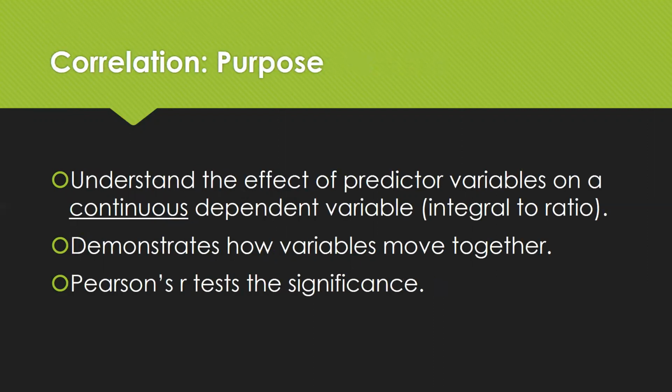Correlational statistical processes help us understand the effect of predictor variables on a continuous dependent variable, and these help us demonstrate how variables move together. We use the Pearson's r test to indicate the amount of significance, and these correlational statistics are reported as a number from -1 to +1. Remember, they do not indicate any causality, but they do indicate an association between two variables.